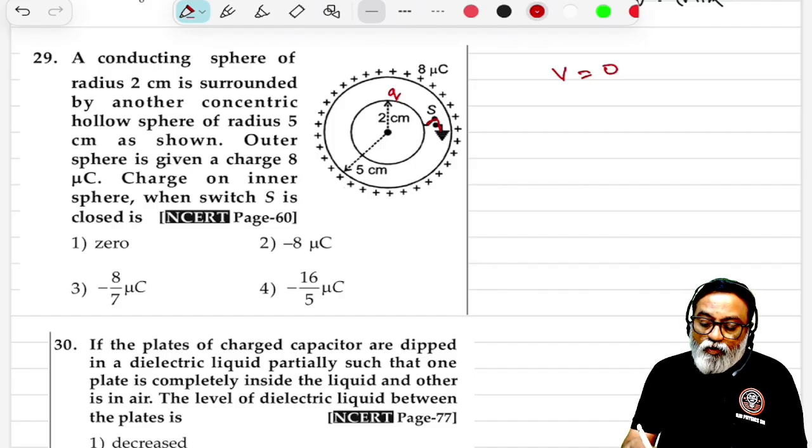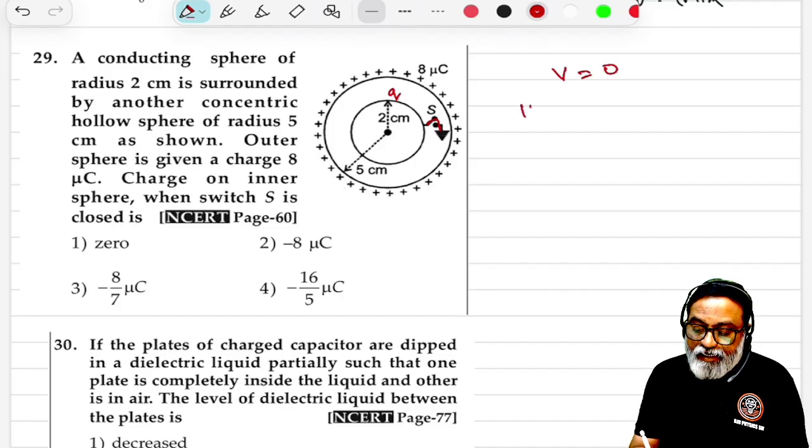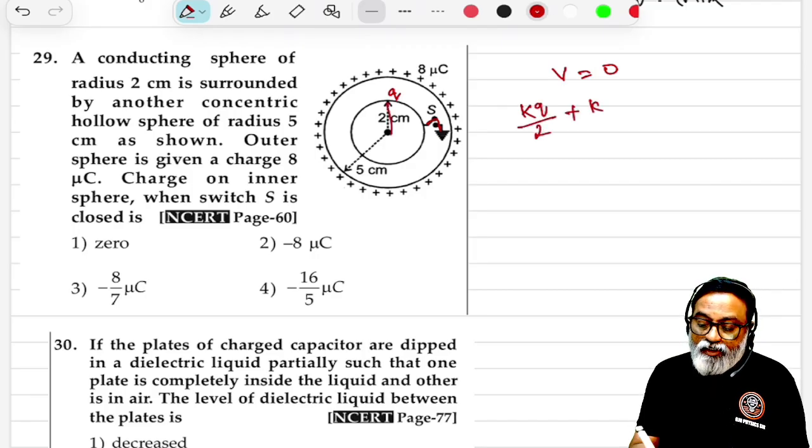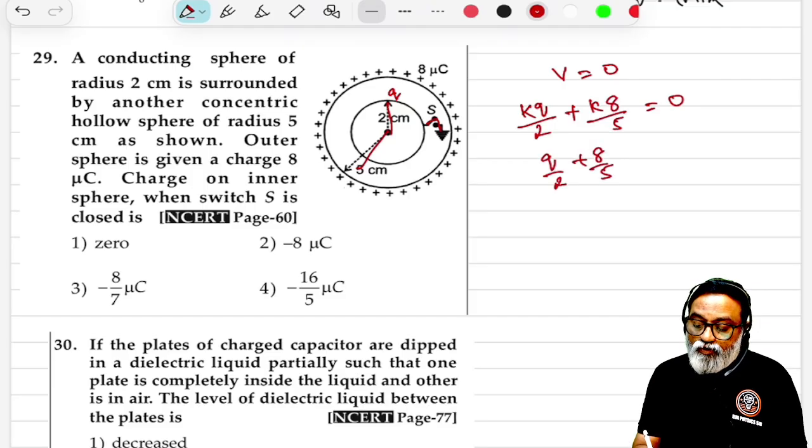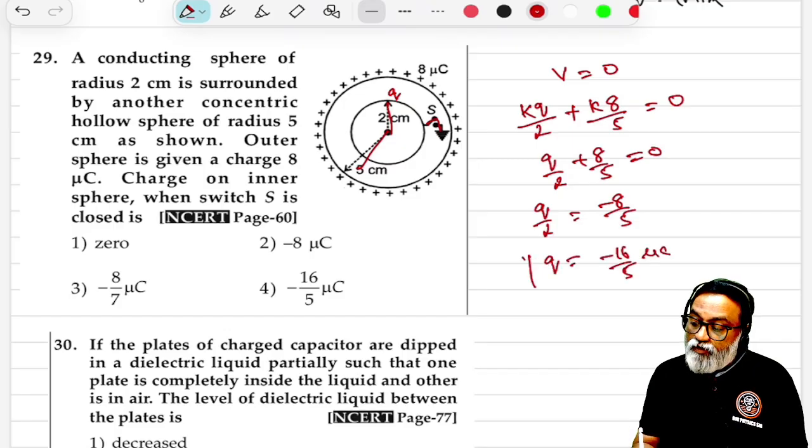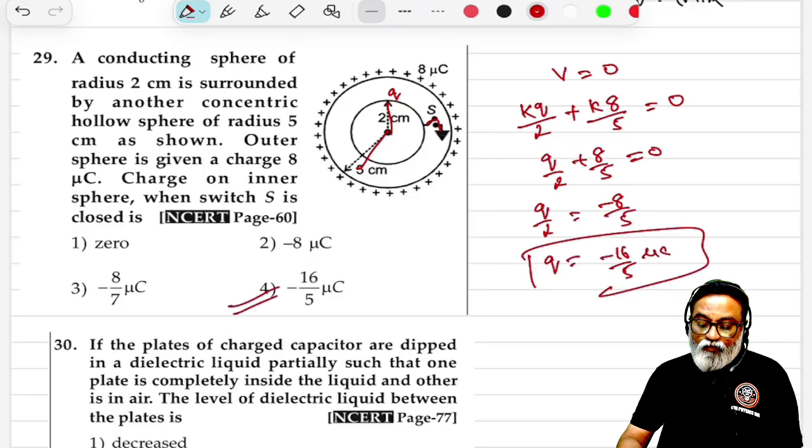Therefore, the potential of the inner sphere, that is k into Q by its radius 2, plus k into the outer sphere charge 8 by its radius 5, is equal to 0. Therefore, Q by 2 plus 8 by 5 is equal to 0. Therefore, Q by 2 is equal to minus 8 by 5. Therefore, Q is equal to minus 16 by 5 microcoulombs. Therefore, answer fourth one.